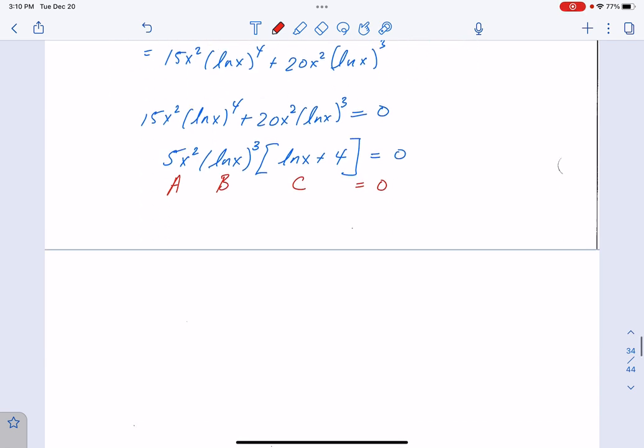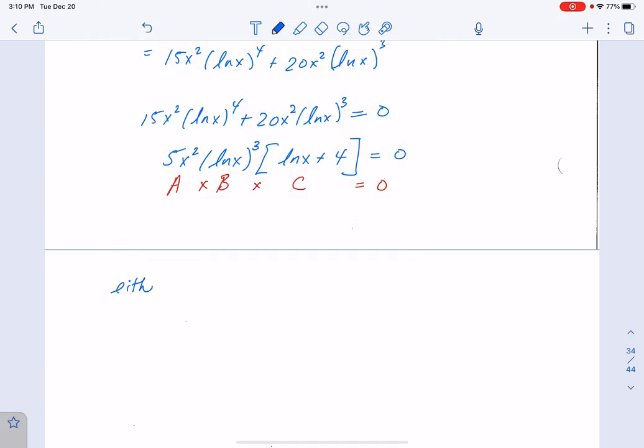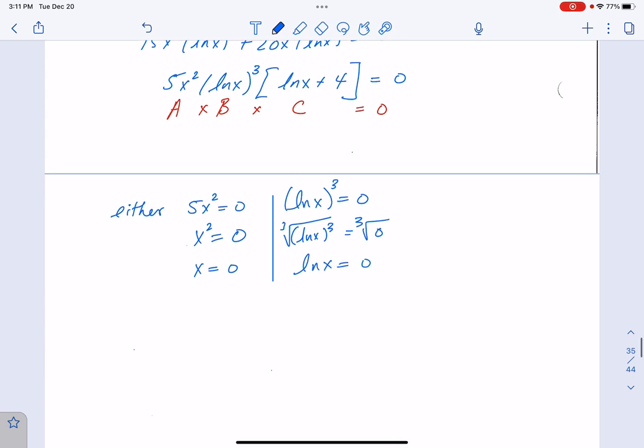I've got A, I've got B, and I've got C all multiplied to give 0, which means that either 5x squared equals 0, and I can solve that, divide both sides by 5, square root both sides, we get x equals 0, or the next one is ln x cubed equals 0. So cube root both sides, and you're going to end up with ln x equals 0.